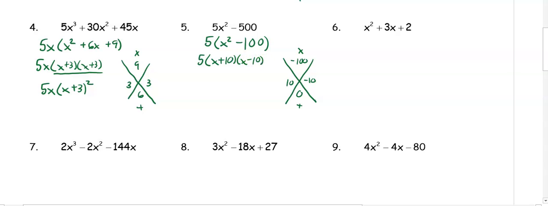In number 6, we already have an x squared, so we don't need to GCF this time. This time we can just straight factor with our box. So what multiplies to 2 and adds to 3? The only numbers are 2 and 1. We'd have x plus 2 and x plus 1.